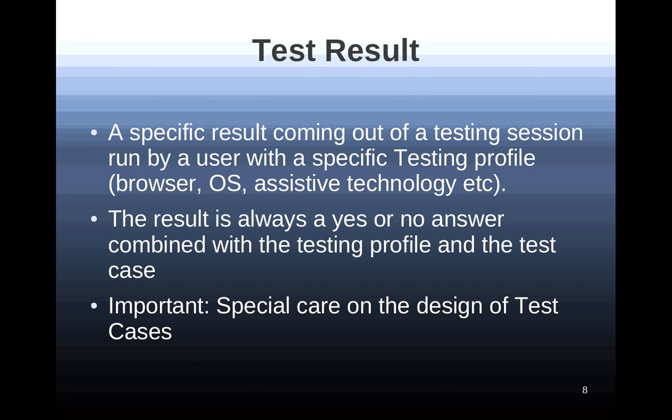The test result. The test result is a specific result coming out of a testing session run by a user with a specific testing profile, which is a combination of browser, operating system, assistive technology, etc. The result is always a yes or no answer combined with a testing profile and a test case. So it seems important to take special care while designing the test case.